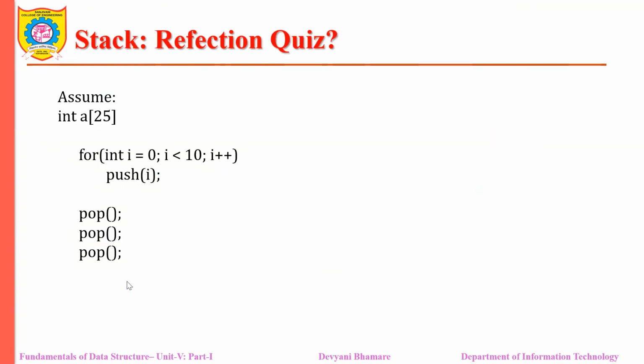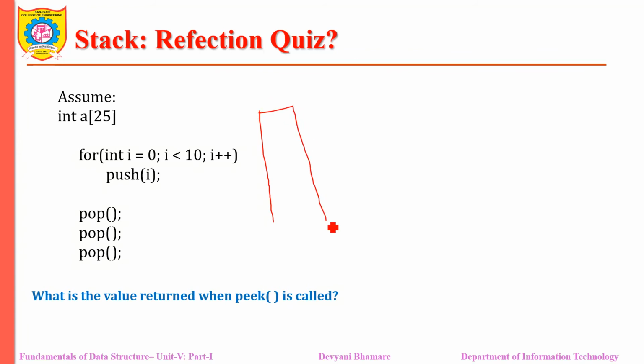So this is the reflection quiz now. Dear student, kindly see the question and let's identify what the output of this question is. Let me first see what is happening in this program. Here we are saying that an array will work as a stack, which can store a maximum of 0 to 24 elements. Then while i is 0, we push values 0 to 10, right.